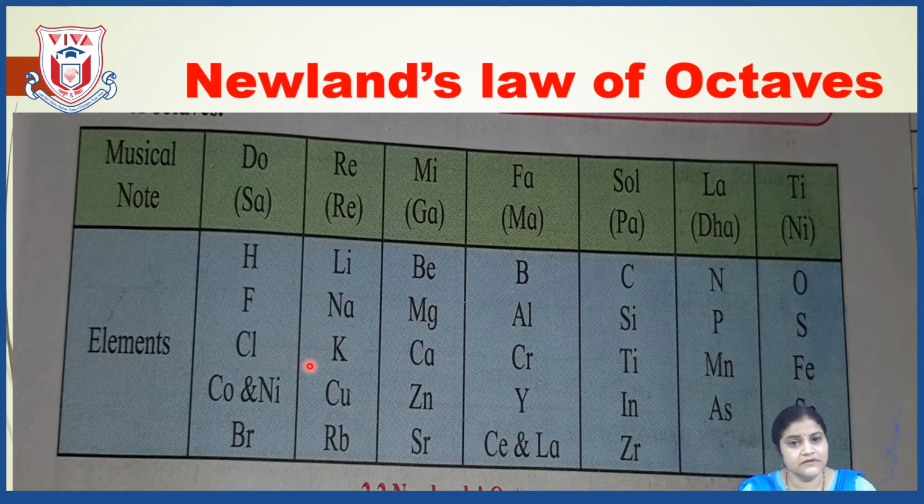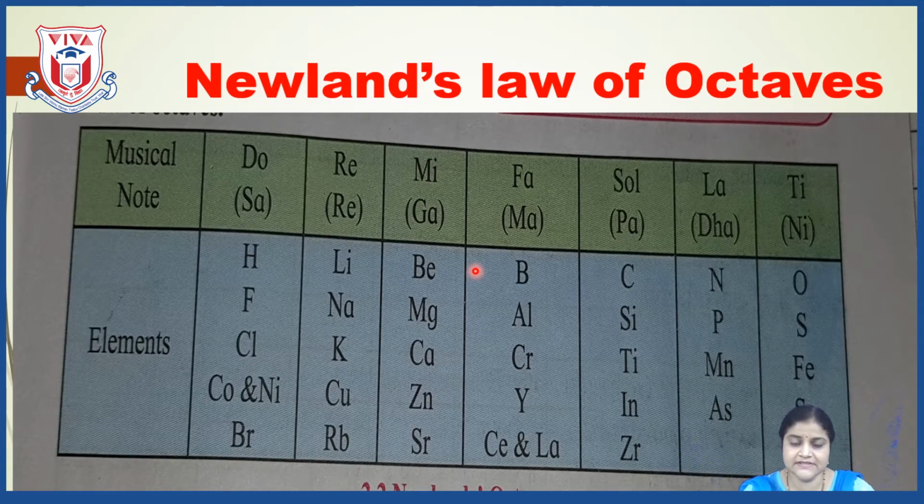And after all this, the classification was successful only till the element calcium. That is, Newlands' law of octaves was successful only till the classification of calcium. Then further, when new elements were discovered, those elements did not have a proper place in Newlands' classification of elements. Henceforth, this scientist was also not successful in proving his law.